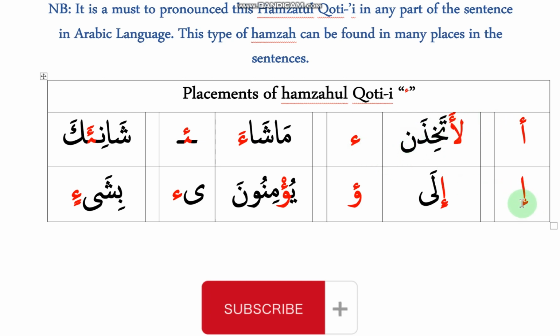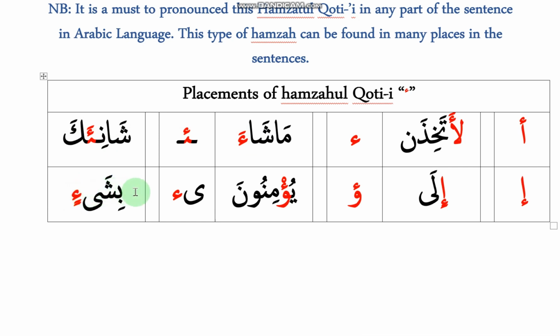And this is another example. Hamzah beneath Alif. This one is Hamzah on top of Alif. And this is another example. Hamzah sitting on Waw. So any sign, that is any vowel sign that you find on it, pronounce it. And this is Hamzah sitting on its own, Hamzah in isolation. Look at Hamzah and look at where it's sitting. So it is important to pronounce Hamzatul Qot'I anywhere you see it. And that is for Hamzatul Qot'I.